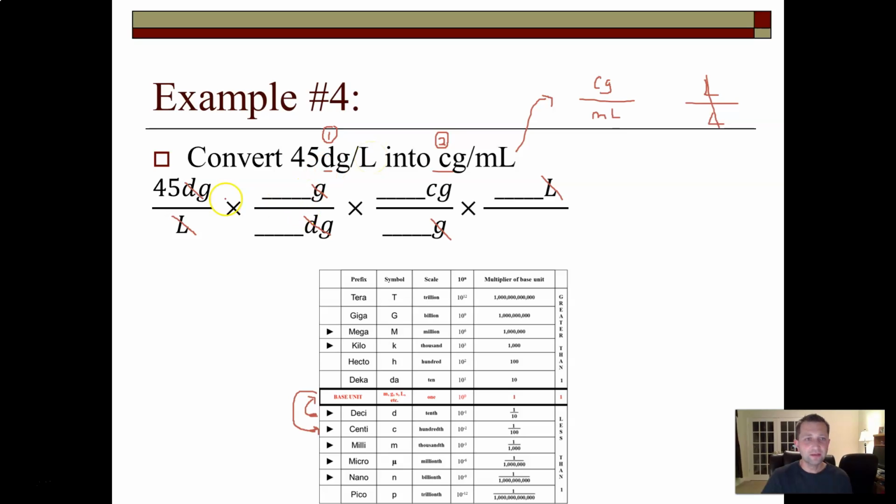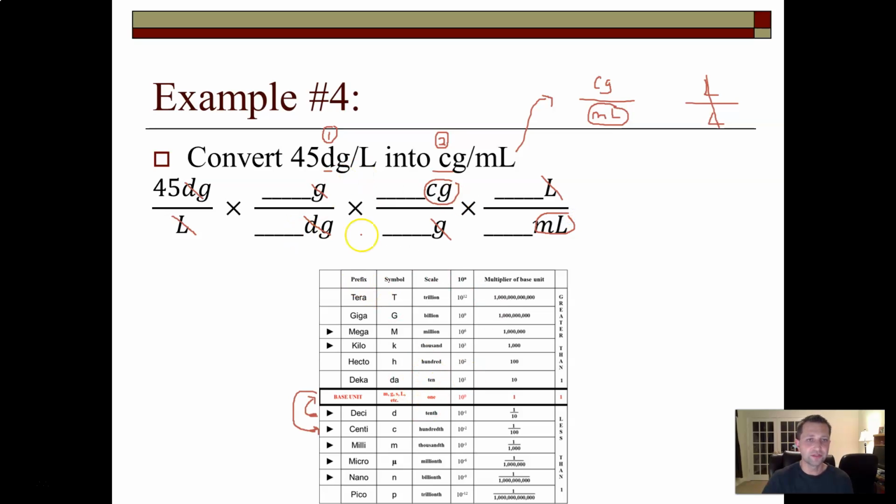So again, factor labeling isn't always putting what you want to cancel on the bottom and what you want to convert to on the top. It's putting what you want to cancel on the opposite end of where it is, and then putting the other unit in the remaining spot. So liters on top, and I want to convert it into milliliters. I want milliliters on the bottom, right? And I have no other choice but to put it there. So look what I have left. Centigrams divided by milliliters, which is exactly what I want.